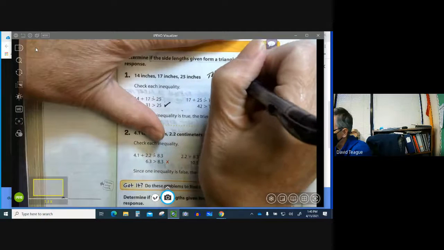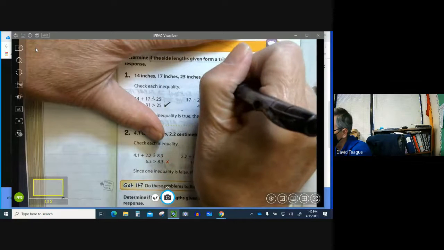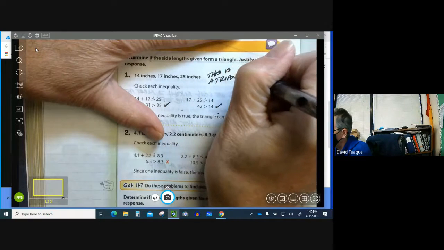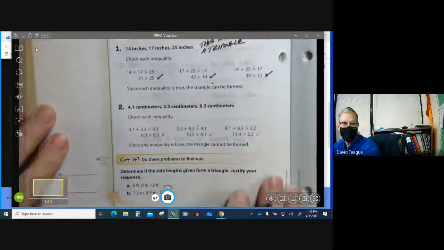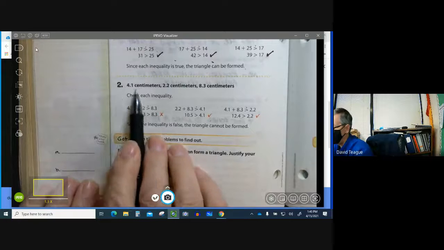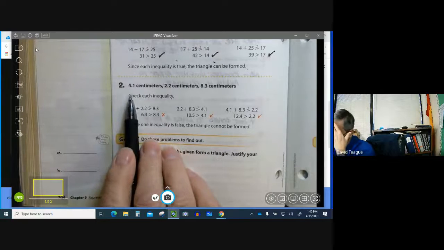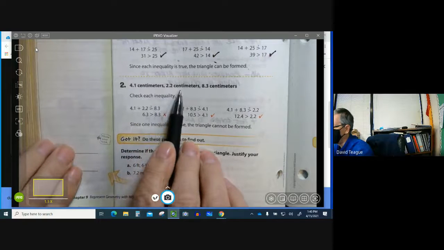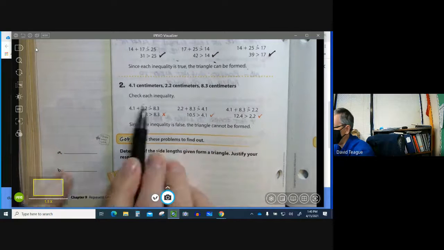This is a triangle. Okay, let's look at number 2. Here we're using decimals. Okay, so I have 4.1 centimeters, 2.2 centimeters, 8.3 centimeters.